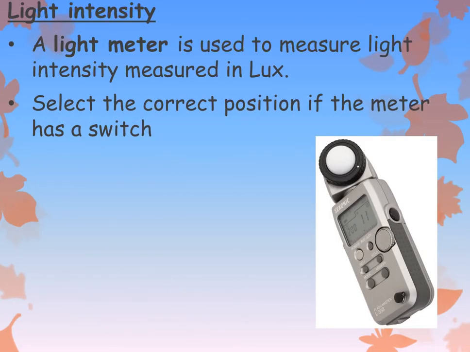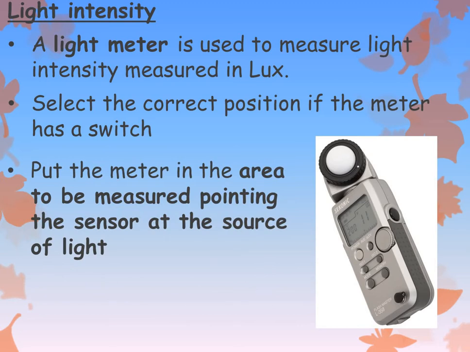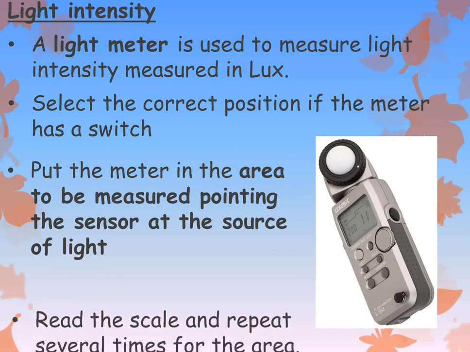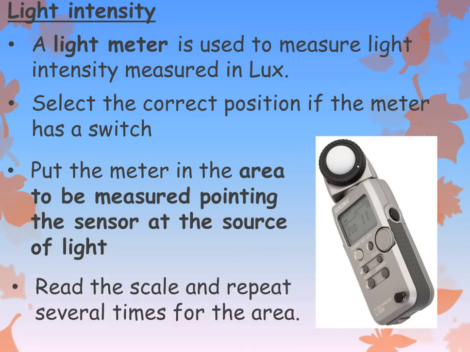To measure light intensity, you use something called a light meter, which has a sensor on the top, and light intensity is measured in lux. What you would do is put the light meter in the area that you would like to measure, and face it towards the source of light. So if you're measuring the light intensity of sunlight in a wood or under a tree, you would face it towards the sunlight that's coming through the leaves or the gaps in the leaves. Then you would read the scale, repeat probably about 3 times, and then move to a different area.